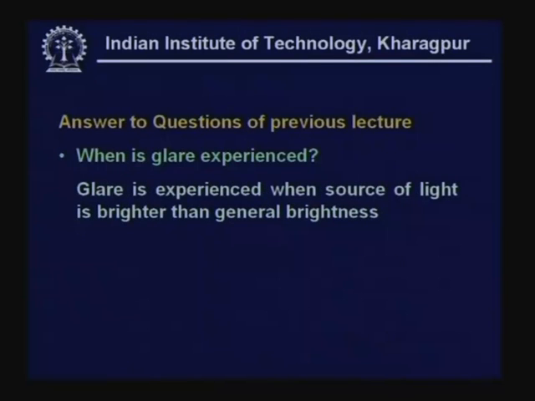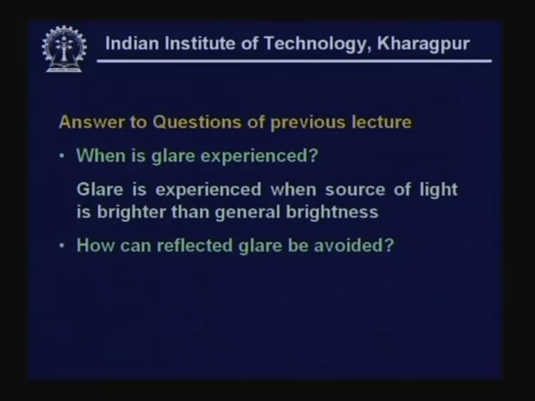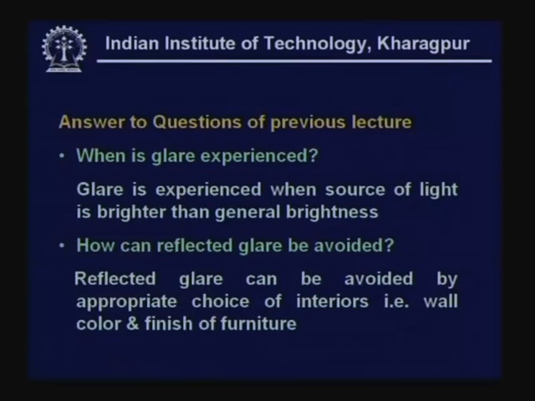When is glare experienced? Glare is experienced when source of light is brighter than general brightness. So, whenever a source of light is much brighter than the general brightness and is in the plane of observation, then the glare is observed. How can reflected glare be avoided? The reflected glare can be avoided by appropriate choice of interiors, that is wall color and finish of furniture, and by a choice of appropriate reflectances for all these sources of reflection.